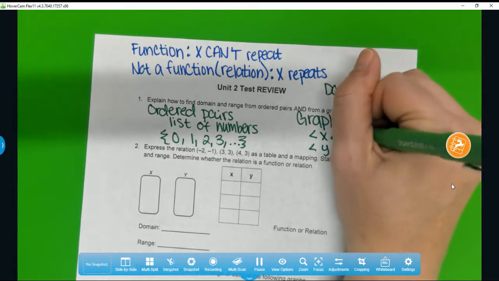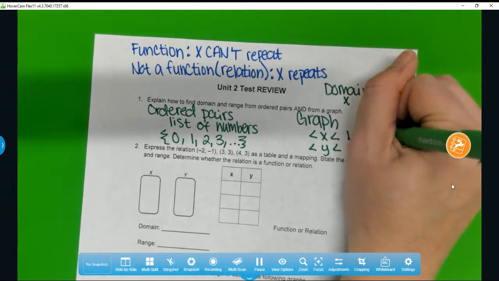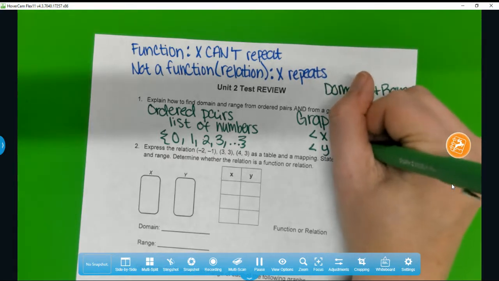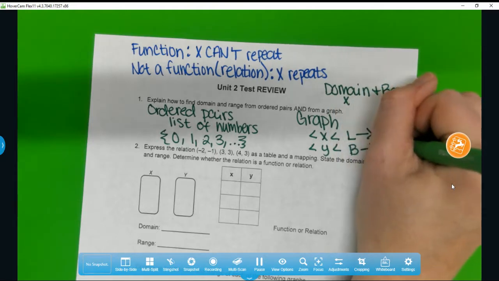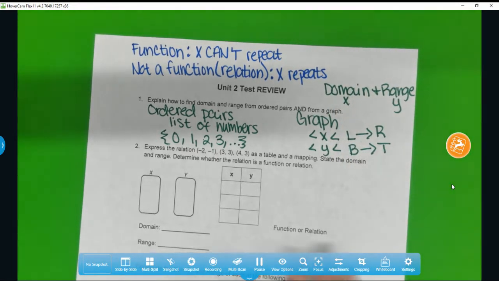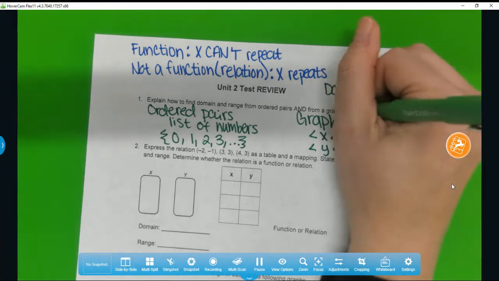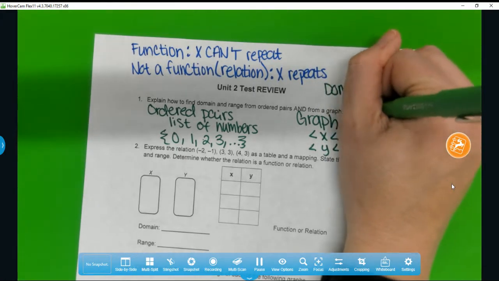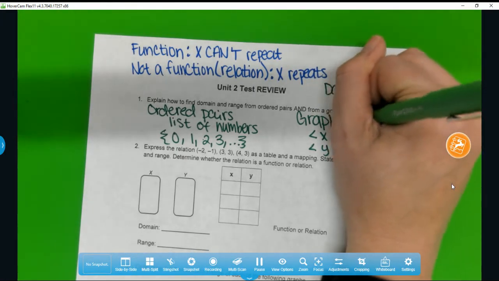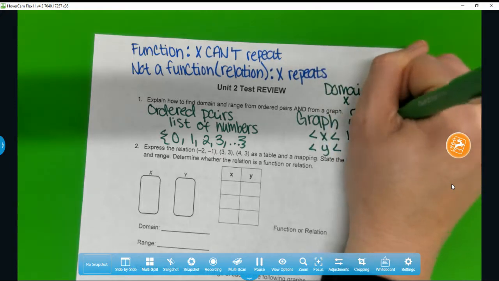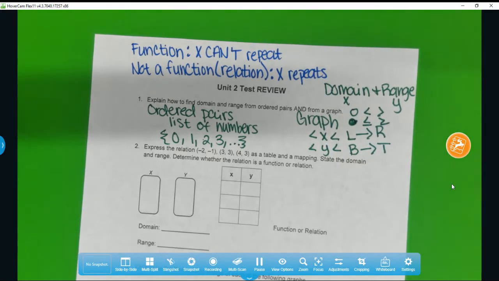And remember, for domain, you go left to right. Range, you go bottom to top. Okay. Also, if it's an open circle, it's less than or greater than. Closed circle, less than or equal, greater than or equal.